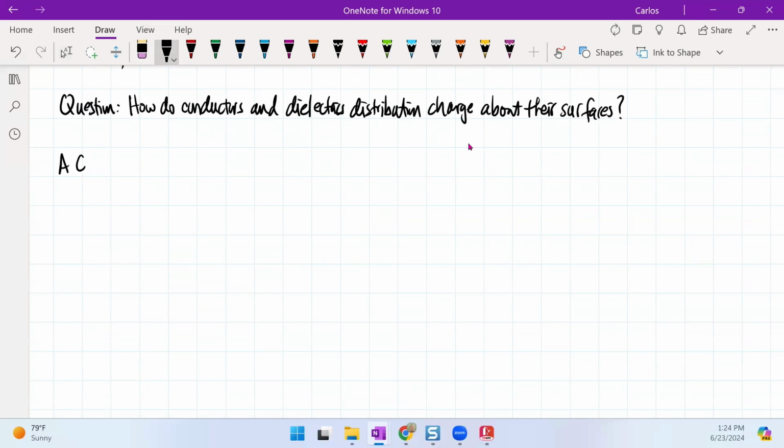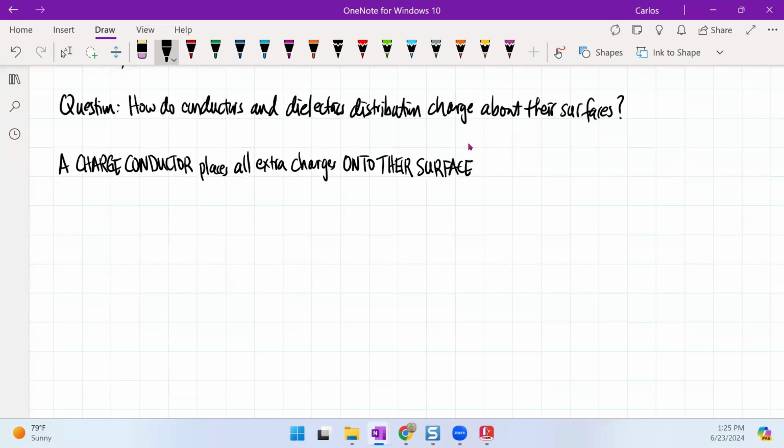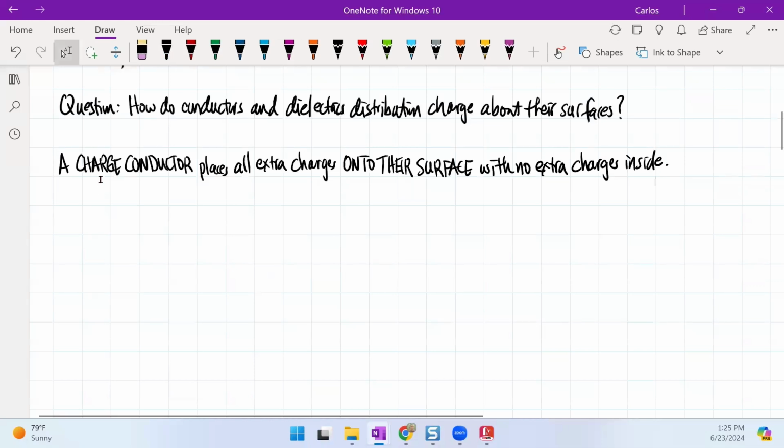So a charged conductor, and I really want this to stand out, and I'm going to highlight this in some color, places all extra charges onto their surface, with no extra charges inside. So we're talking about a charged conductor.